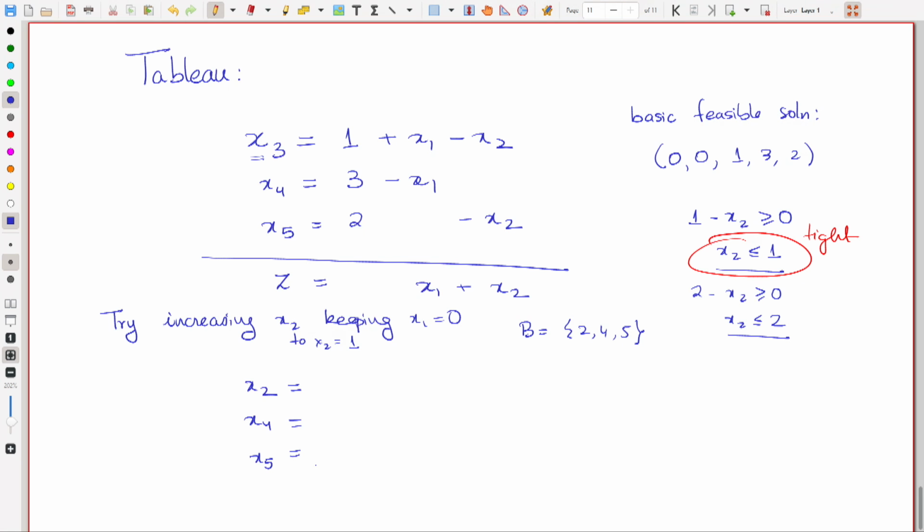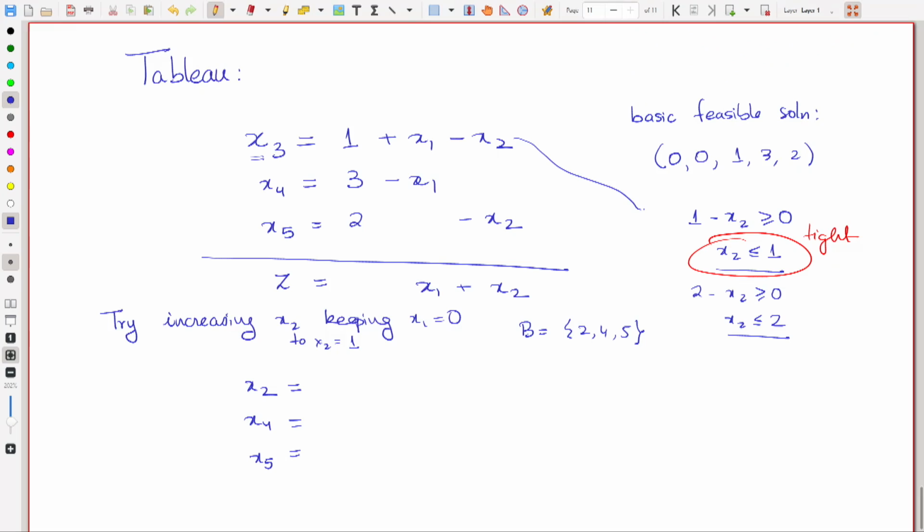You can ask. You said some variable is leaving and another variable is entering. I could not understand that reasoning. So suppose I set x2 equals 1, then remember we are keeping x1 equal to 0. If you look at this first equation, when I put x2 equals 1, x3 becomes 0. Now, whenever we talk about a basic feasible solution, the non-basic variables should be 0. So I can remove x3 because x3 is becoming 0 when I put x2 equal to 1. So I am going to make x3 leave.